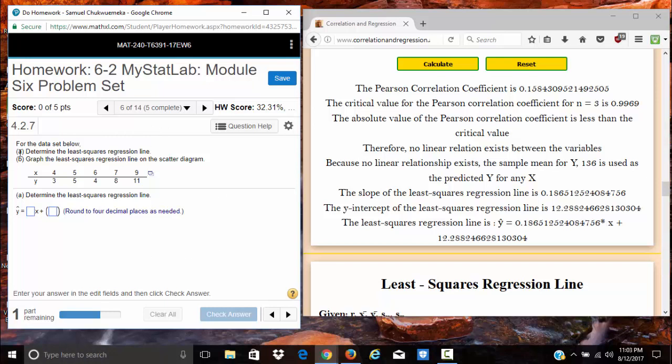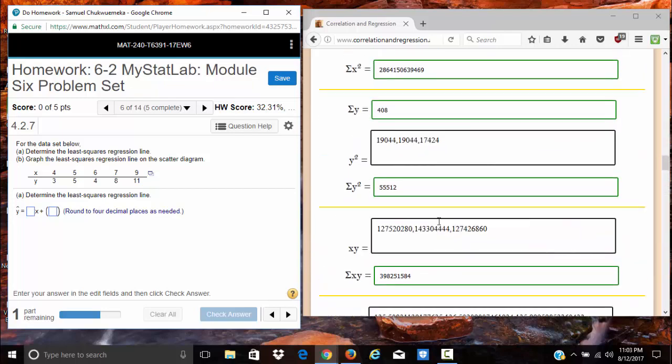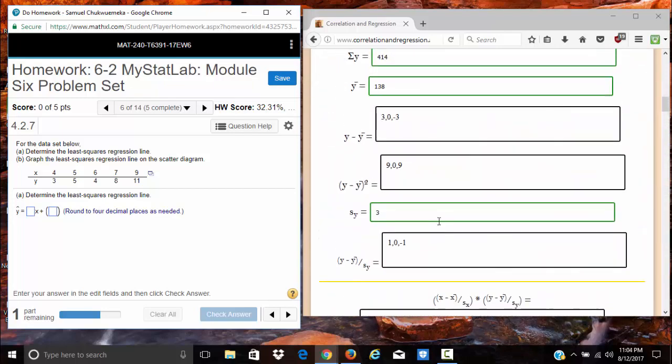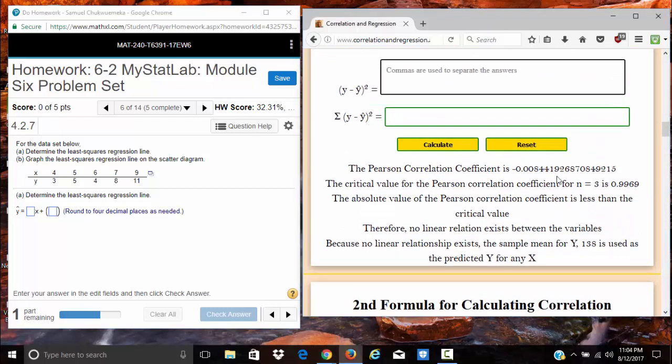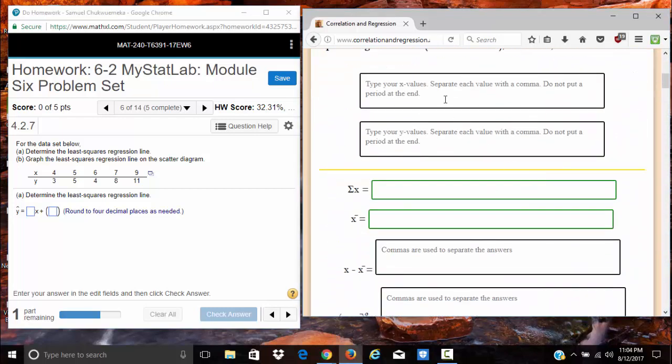Question 6. For the data set below, determine the least squares regression line. B, graph the least squares regression line on the scatter diagram. So we can go ahead. We can use the first formula or the second formula, it doesn't matter. Just click reset here, and we type in this. X is 4, 5, 6, 7, 9.